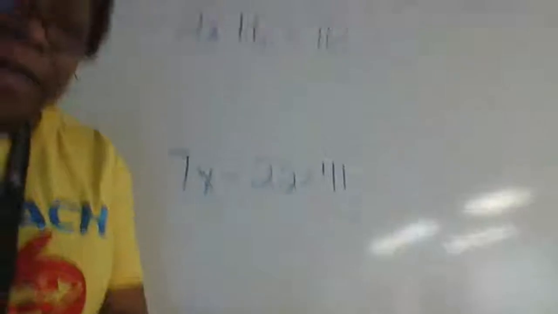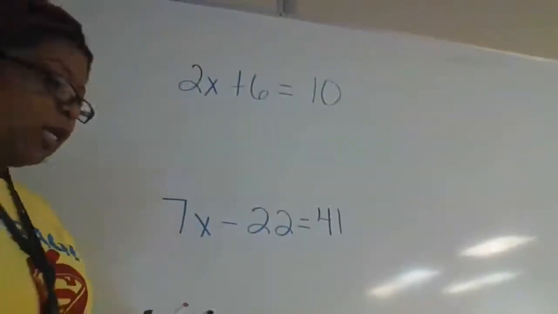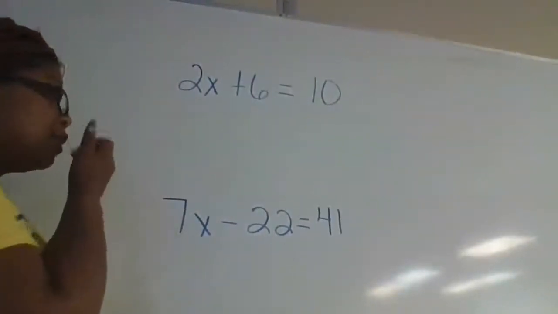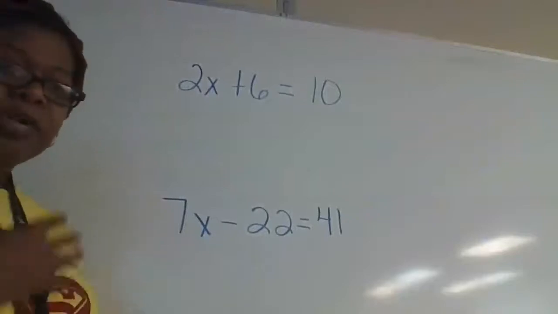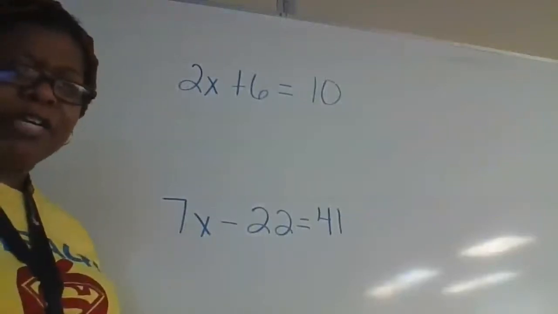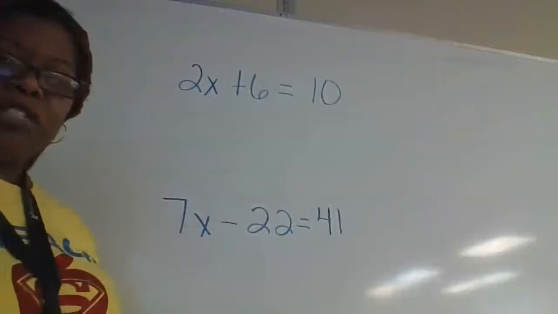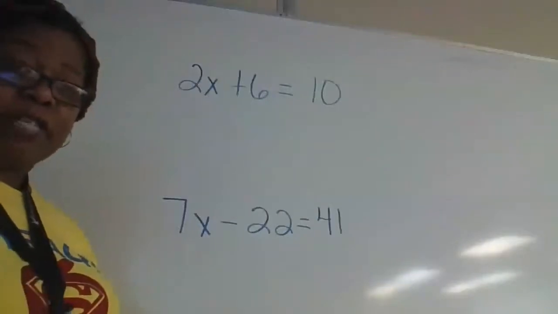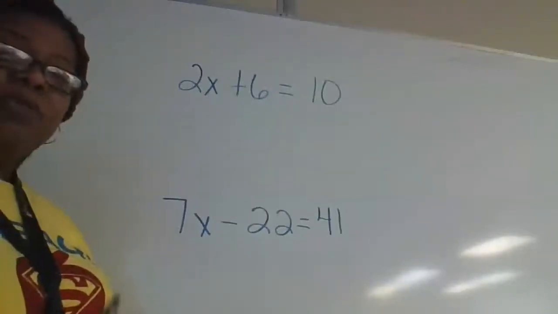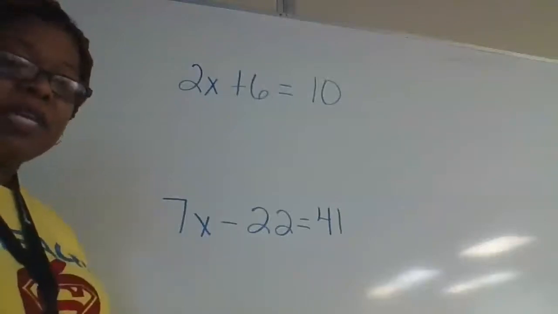And let me tilt it back up for you to see. There we go. So here we have 2x plus 6 equals 10. Like I said, I tried to find different examples so that you would kind of know what to do in different scenarios. So here we have 2x plus 6 equals 10.